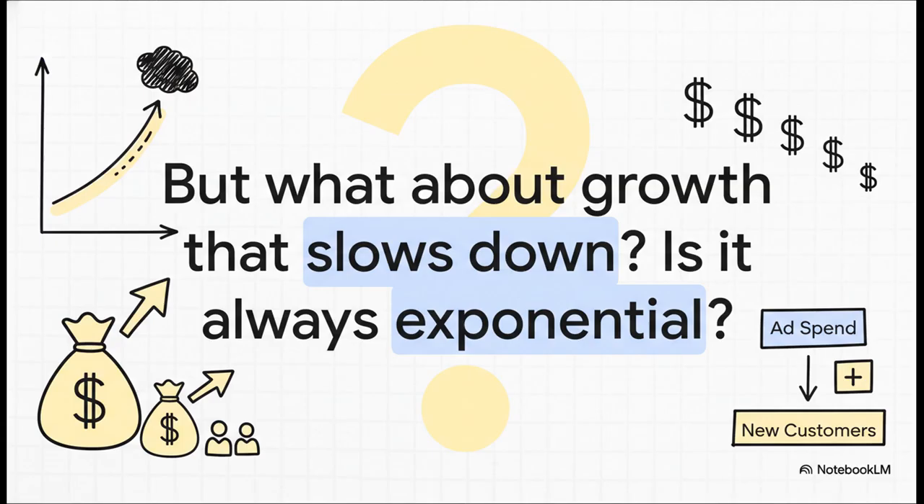What happens when we run into one of the most fundamental laws of economics, the law of diminishing returns? Think about your marketing budget. Does that second $1 million you spend on ads really bring in the same number of new customers as the first million? Of course not. In almost every real-world case, the answer is no. So for that, we need a different model.